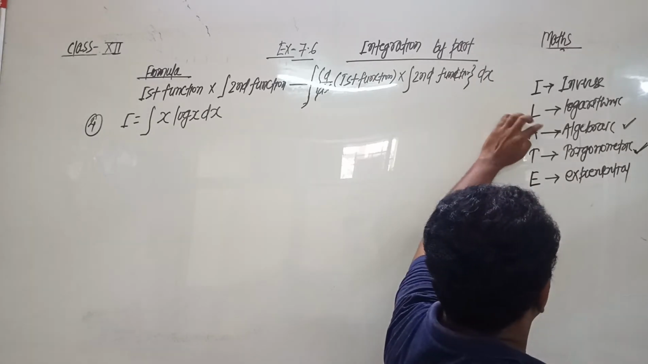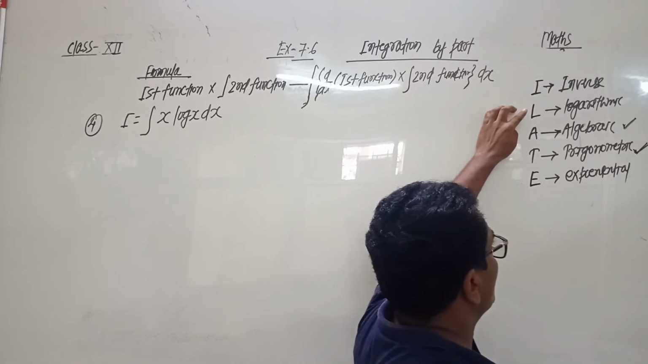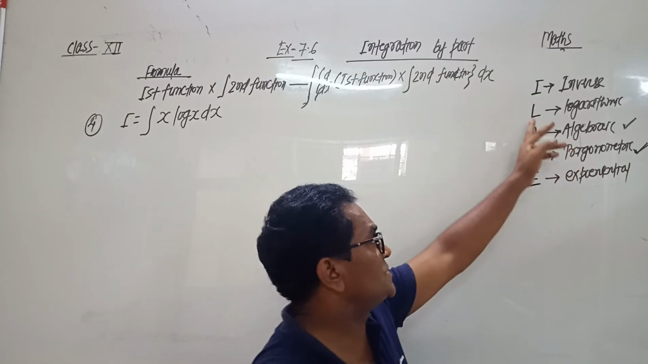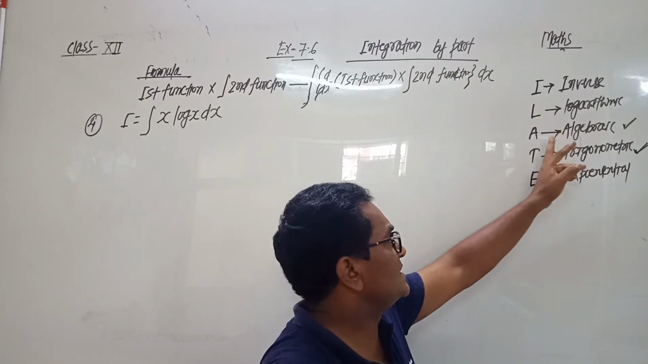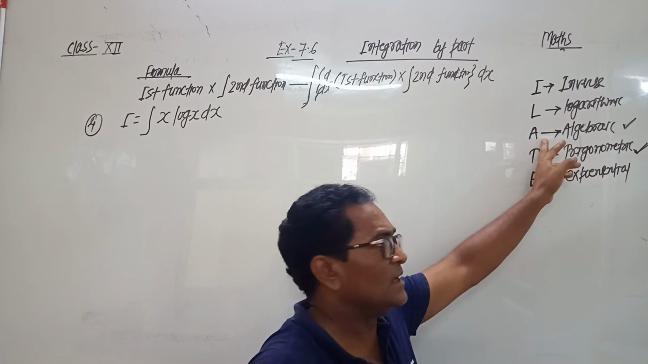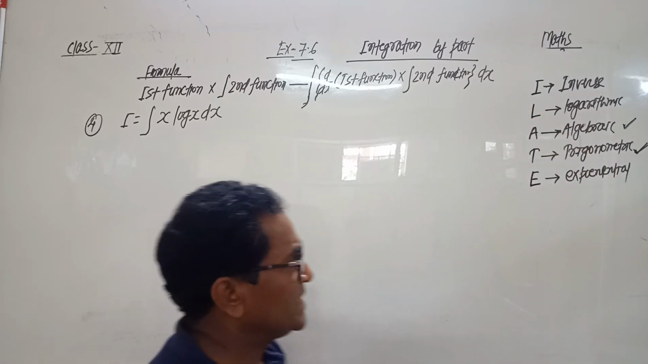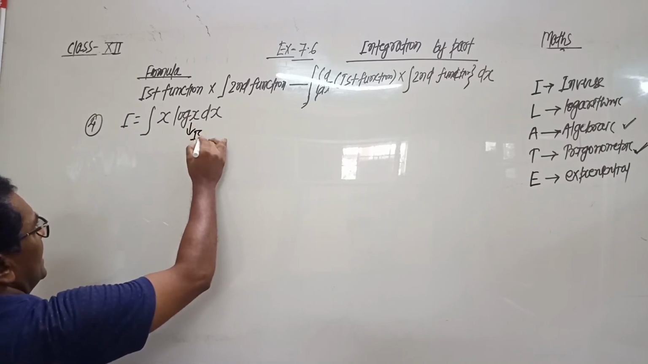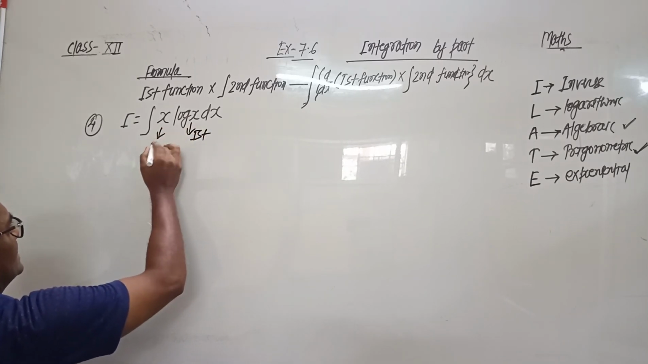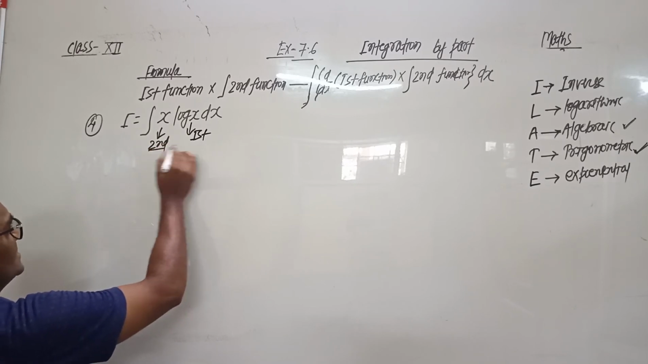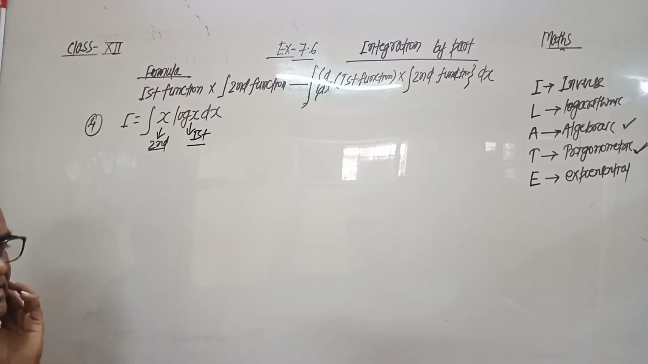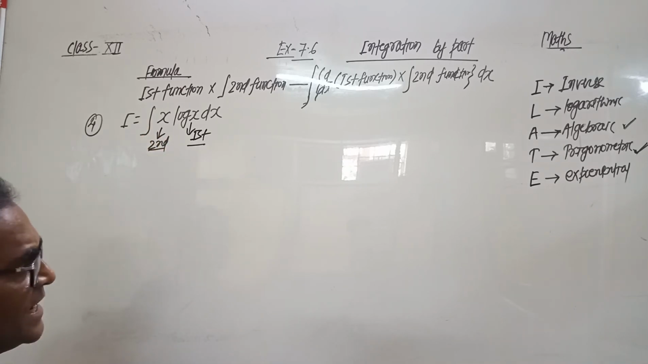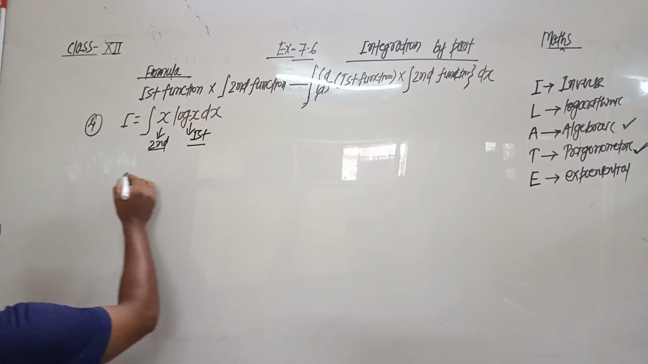So from the algebraic and logarithmic functions, the logarithmic function comes first in this series and the algebraic function comes after. Then the logarithmic function would be taken as the first function. So log x is taken as the first function and algebraic x is taken as the second function. So we use this formula.